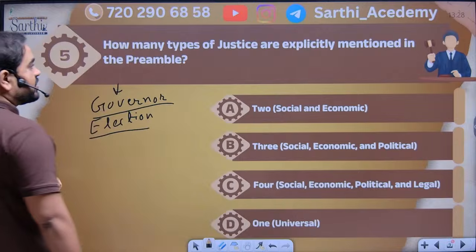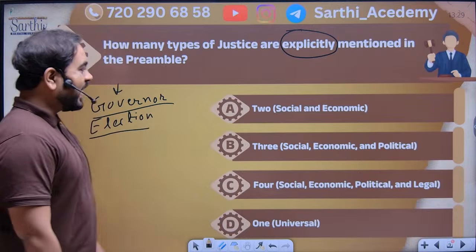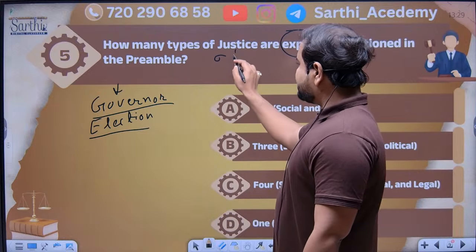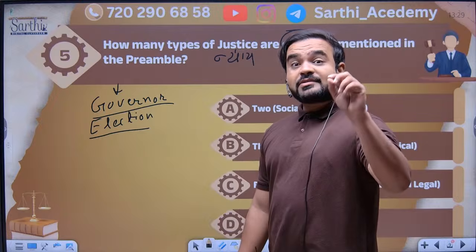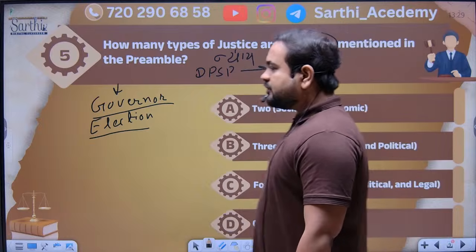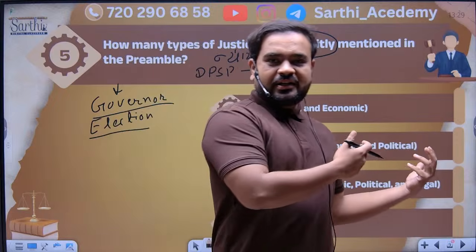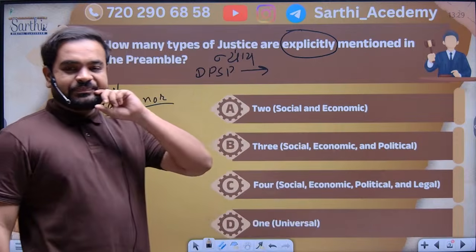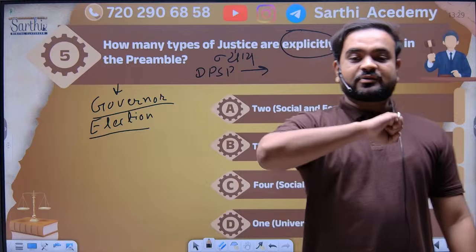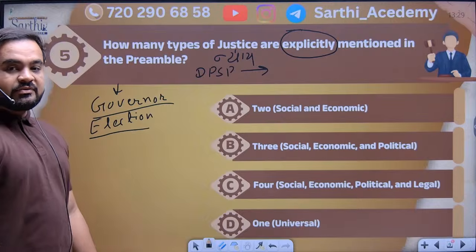Okay, how many types of justice are explicitly mentioned in the preamble? How many types of justice are discussed? Justice means nyay in Gujarati. And remember, these types of justice are also written in the DPSP. Which article has the word justice and its types, as written in DPSP in this question? So you also have to tell the DPSP article, especially the one who asked this question, because he is actually a student from our batch also. That is why I am asking you.